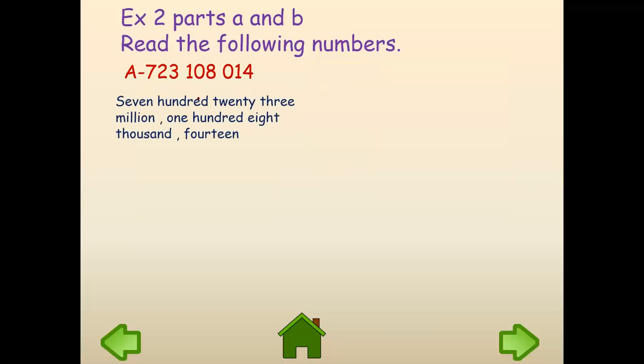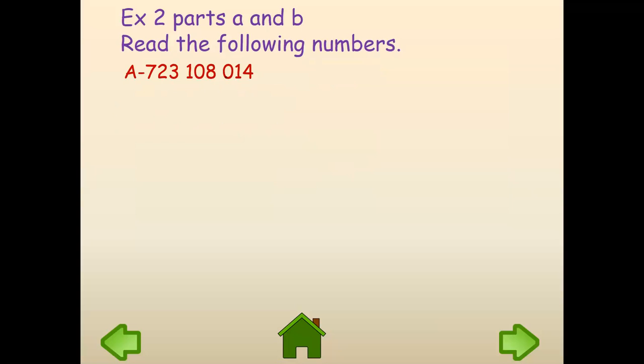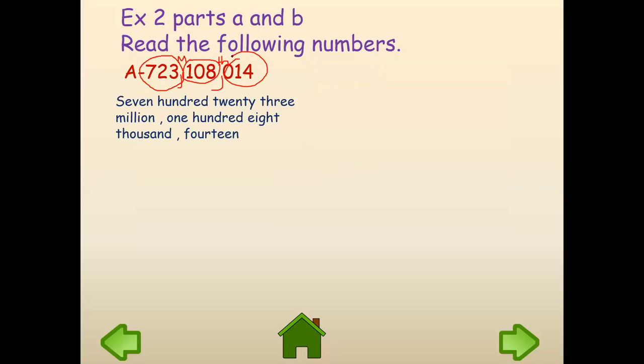How do we read these numbers? Let's place the commas first. The first comma, we will name it 1,000. The second one, million. I will start from the left side. How do we read 723? 723 what? Million. So please, you will do the same way. Place the 2 commas on your math book, right above the first one, 1,000, and above the second one, million. How do we read these 3? 108, then 014. So 723,108,014.